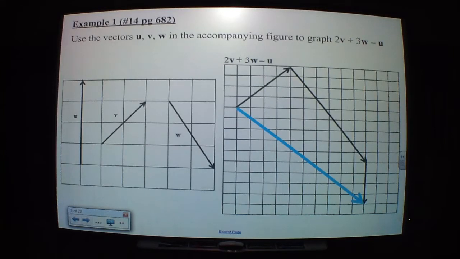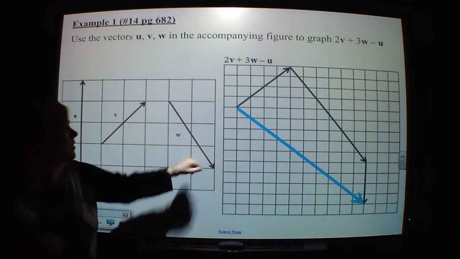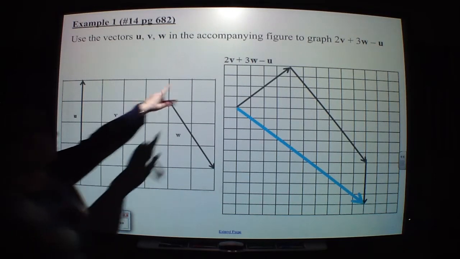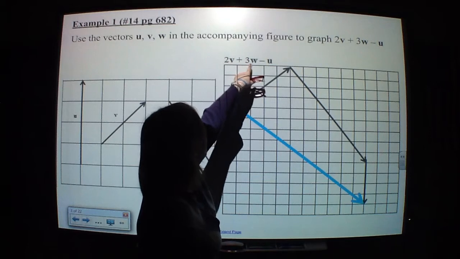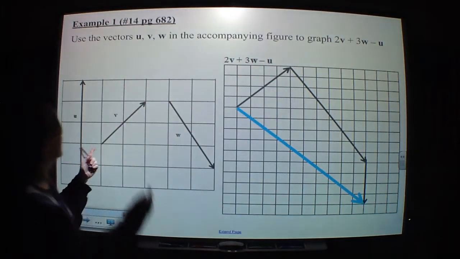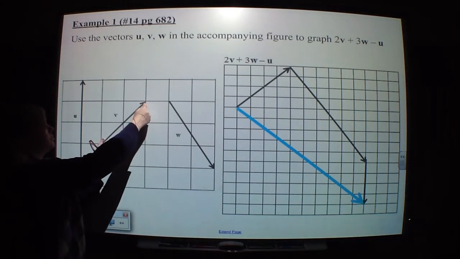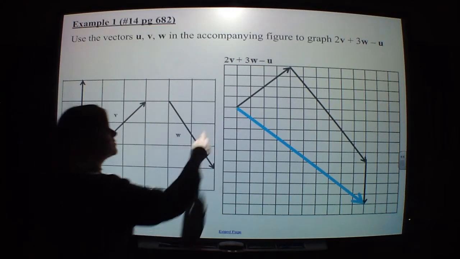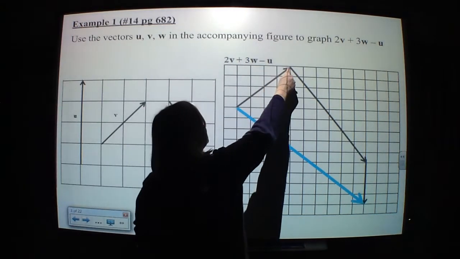So if I have the vector u, the vector v, and the vector w, I am going to do this a little differently than your book does it. If you want to do it the way your book does it, you can. I personally think that this is easier. I am starting with 2v plus 3w minus u. This is v, so 2 times v would be from here to here. So there's 1v, there's 2 v's.